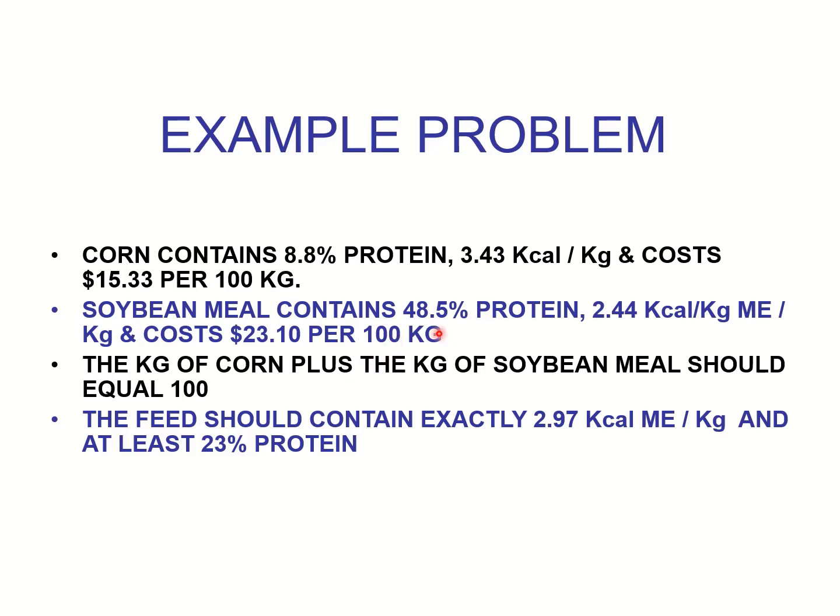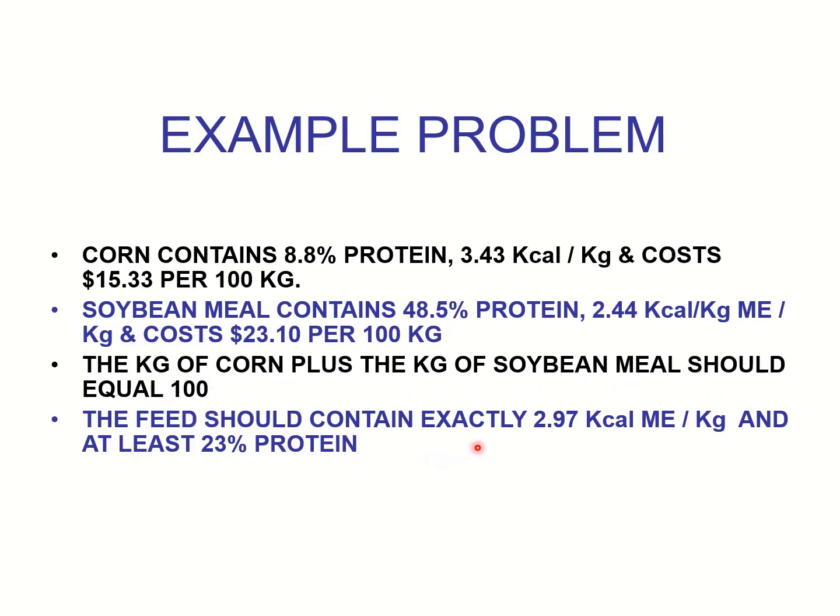Soybean meal contains 48 percent protein, 2.44 kilocalories of metabolizable energy per kilogram. The cost is $23 per 100 kilograms. It's an example, and the cost roughly changes with time. The kilograms of corn plus the kilograms of soybean meal should equal 100.